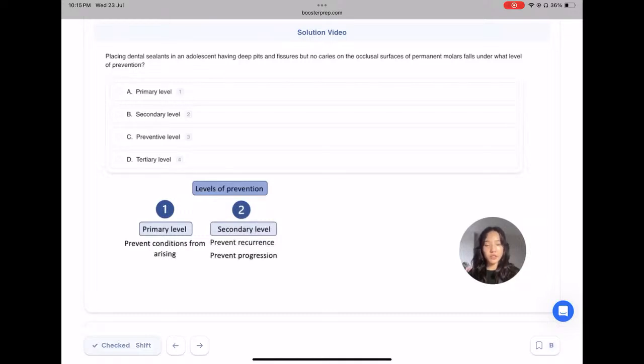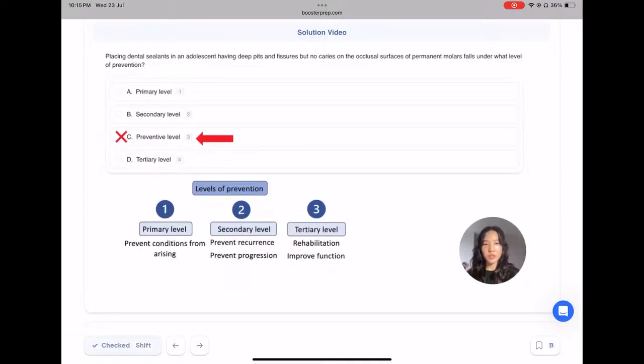In the tertiary level, there is already progression of the disease, but the point of this level is to restore any function that might have been lost and to improve the quality of life. So just based off of this alone, we can tell that option C is incorrect, as preventive level is not a valid level of prevention.